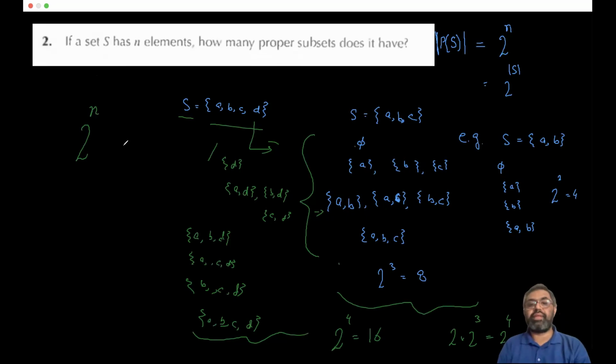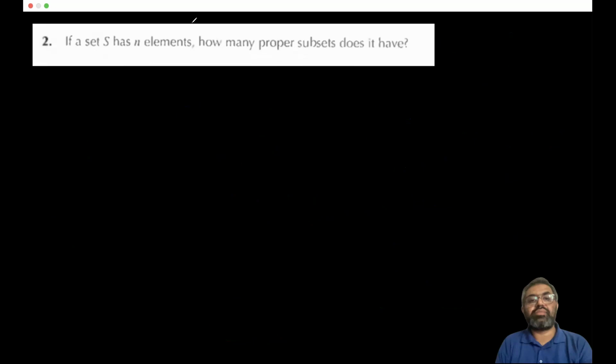2 raised to the power n. For example, we have a set, and this is called the cardinality or size of S. It has 10 elements. So the number of subsets is 2 raised to the power 10. We have 1,024 subsets like that. This was question number 2. Let's move to question number 3.